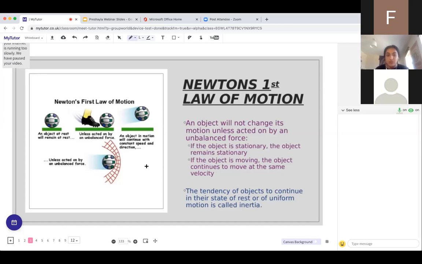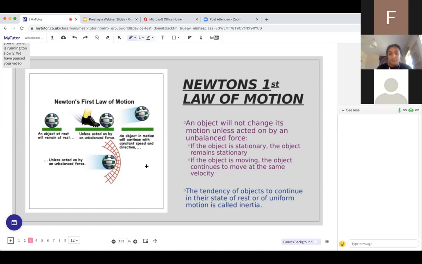Now, an object in motion continues with constant speed and direction unless, again, it's acted on by an unbalanced force. Let's say we've got a ball flying through the air, you've just kicked the ball. That's going to carry on with constant speed and direction until a force acts on it. That can be a number of forces for a ball. It could hit another player's foot, that's a force. It could hit the goal, that's a force. Gravity could act on it, that's a force. Air resistance can act on it, that's a force. The weight of the ball itself. So lots and lots of different forces act on this ball.